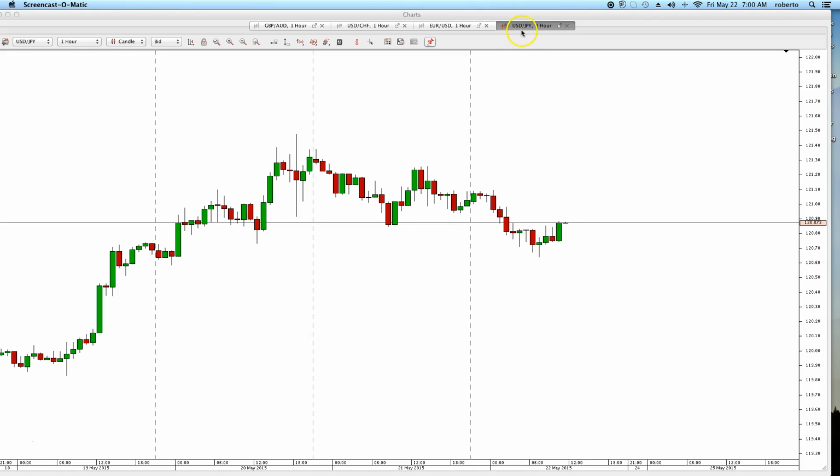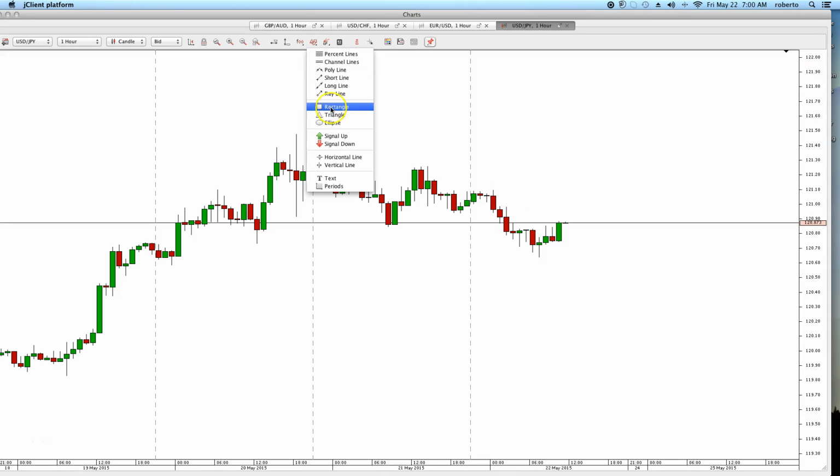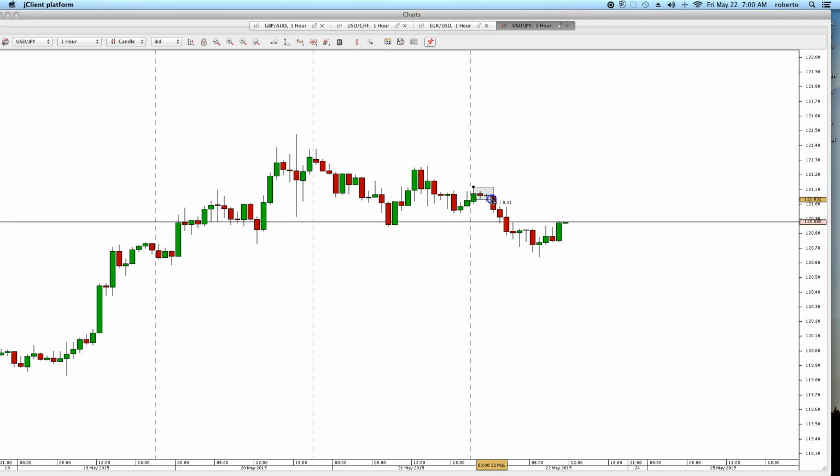In this tutorial I'm going to discuss how to recognize directional bias just using a few indicators with candlestick patterns. We're looking at the USD yen and coming into a new trading day, which was around here. The USD yen sold off. So there's a few things that you can do.